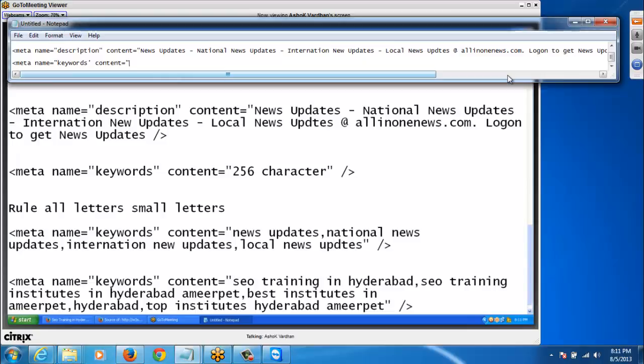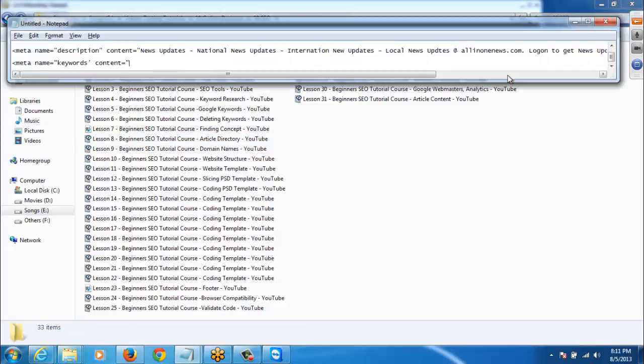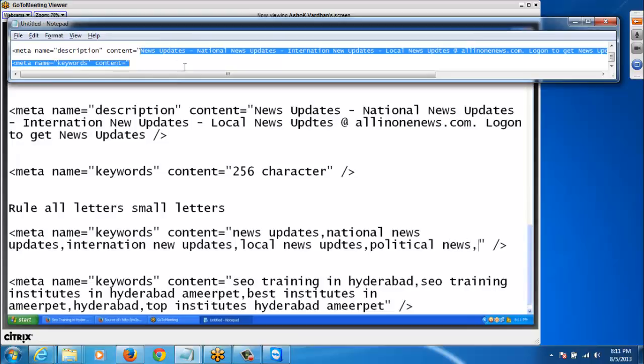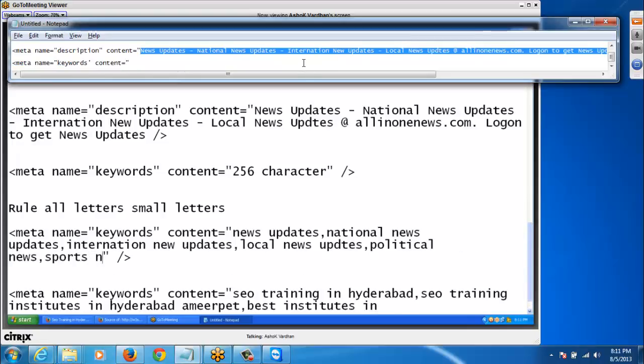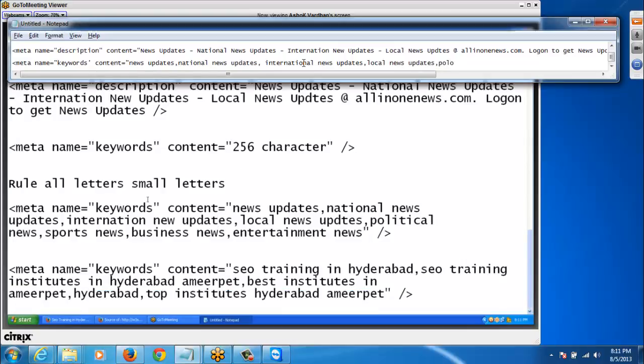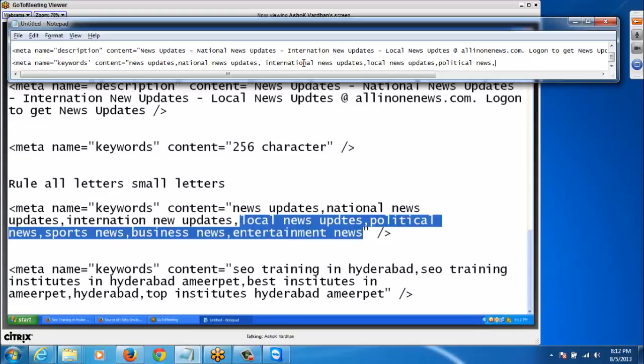Like this. Suppose if you have related keywords, just increase it. News, political news, sports news, business news, entertainment news. Like this. Here the rule is all letters should be small letters. Don't give any space between keyword to keyword or key phrase to key phrase. Please give comma. Okay, many times we are writing only 4 to 5 keywords.